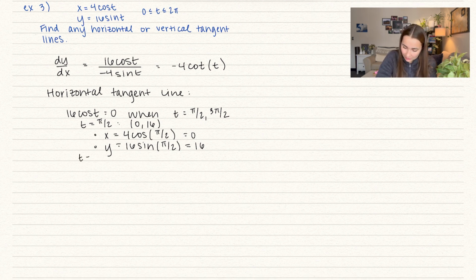Let's do the same thing when t is equal to 3 pi over 2. x is going to be 4 cosine of 3 pi over 2, which I'll write out for those who like to see it. But we know cosine of 3 pi over 2 is equal to 0.